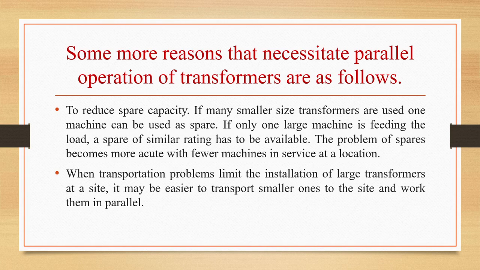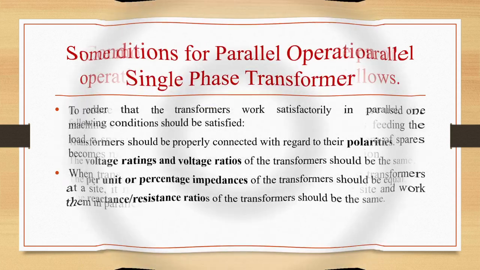So to reduce this, if smaller size transformers are used, one machine can be used as a spare. If one large machine is feeding the load, one spare of similar rating has to be available. So the problem of spare becomes more acute with fewer machines in service. When transportation problems limit the installation of large transformers at a site, it may be easier to transport smaller ones to the site and work them in parallel. So transportation problem also can be avoided with the help of the parallel operation of transformers.